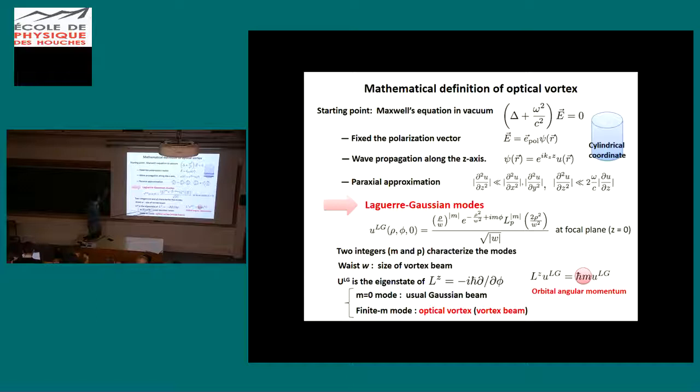Two of three is the two integers m and p here. And m is nothing but the quantum number of orbital angular momentum, namely the orbital angular momentum is given by h bar times integer m. Another important parameter is w, which is called the waist. Roughly speaking, this waist corresponds to the size of the vortex beam at the focal plane. And the final important parameter is the integer p.